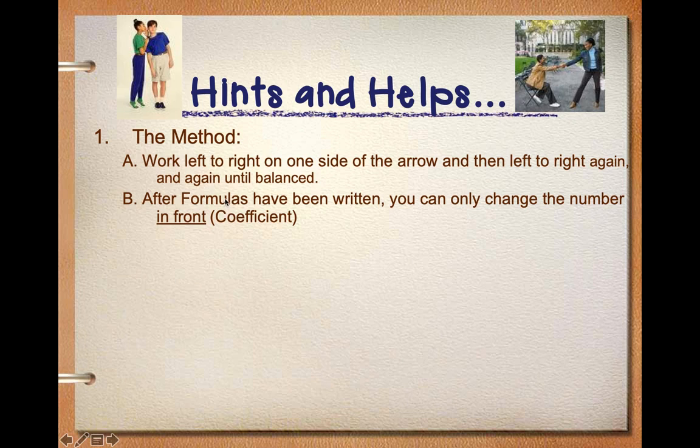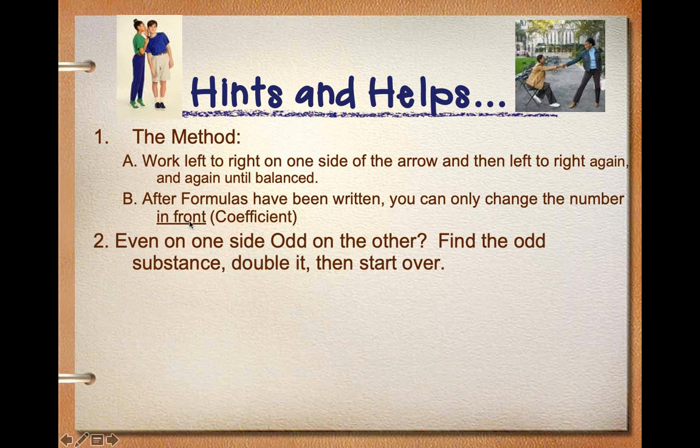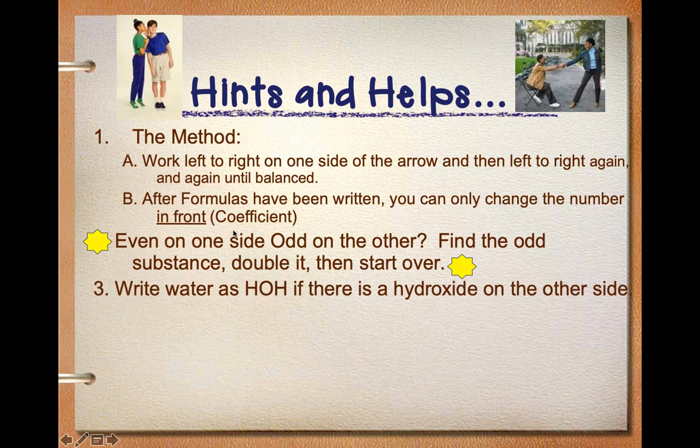After the formula, like for water, H2O, or hydrogen peroxide, H2O2, once those formulas have been written, you can only change the number in front, that coefficient. Because remember, those formulas are specific. We can't change those. But we can put numbers in front that will multiply to change the number of atoms. This is a really nice big hint. If one side is odd and the other side is even, find the odd and double it, meaning times by 2. So if you have 3 atoms on one side and 2 atoms on the other, what you'll do is multiply that 3 times a 2, and then you can go back and forth and balance equations, put numbers in front.